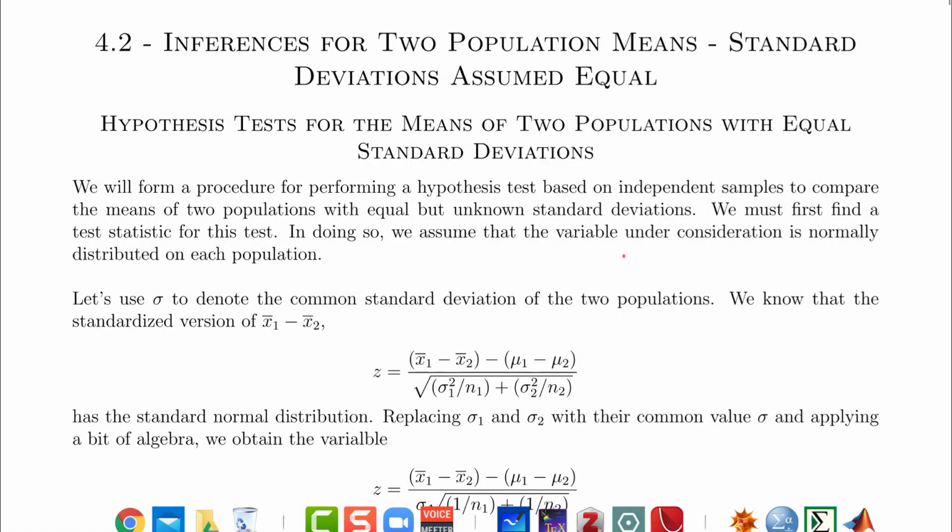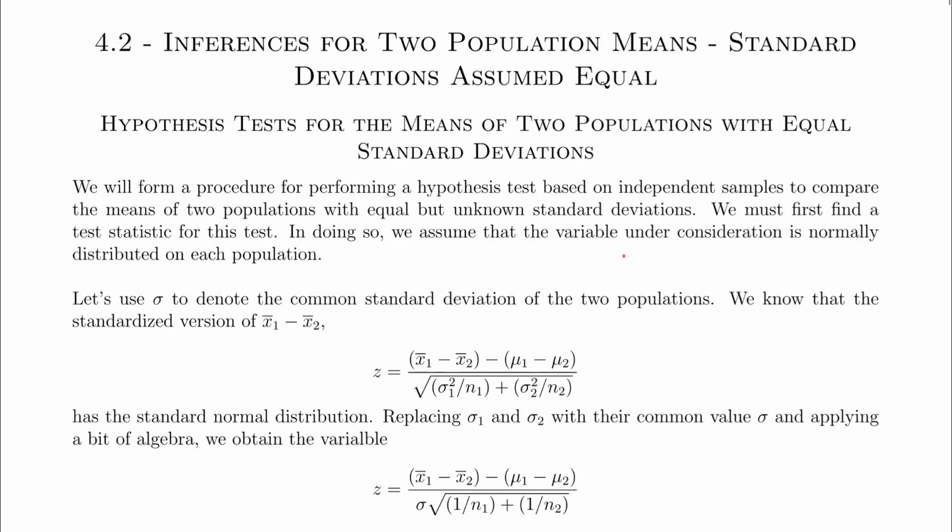Good morning, everybody. Today we are looking at 4.2 inferences for two population means. Here we're going to assume that their standard deviations are equal. Now, when we talk about assuming that standard deviations are equal, we'll see later on in our first example, we don't mean exactly equal. We do mean approximately equal. As long as they're relatively close, then we can proceed with this hypothesis test that we're developing here today.